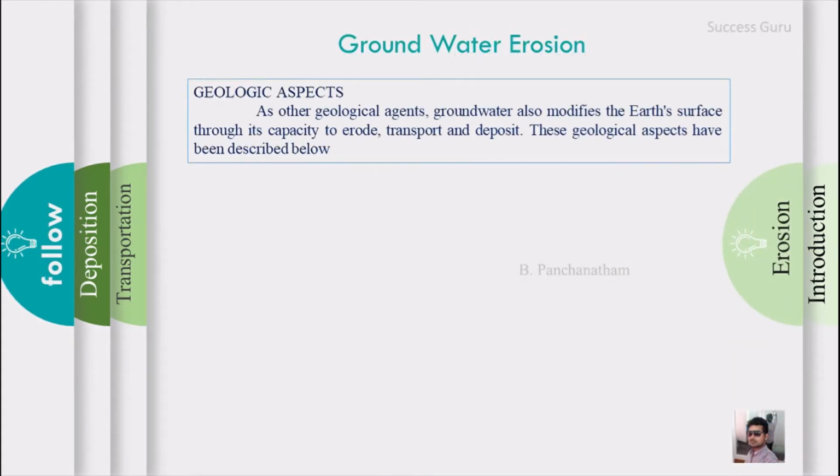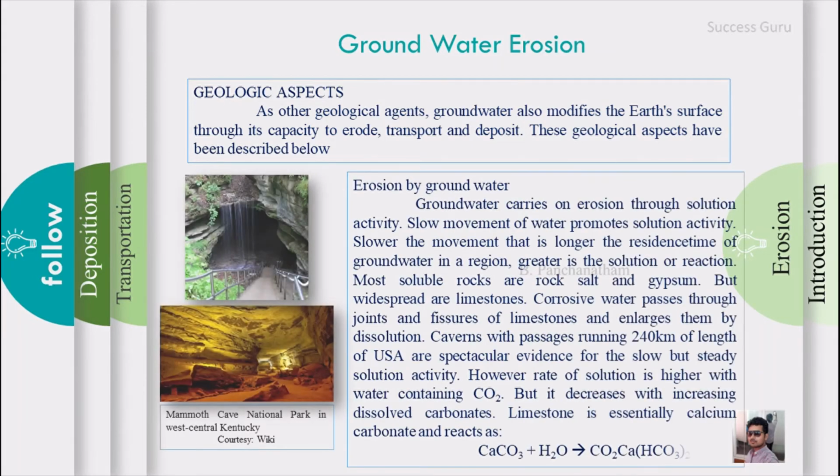So let us see the geological aspect of the groundwater. As other geological agents, groundwater also modifies the earth's surface through its capacity to erode, transport and deposit. The geological aspects have been described below. So let us see one after the other. The first one is the erosion.